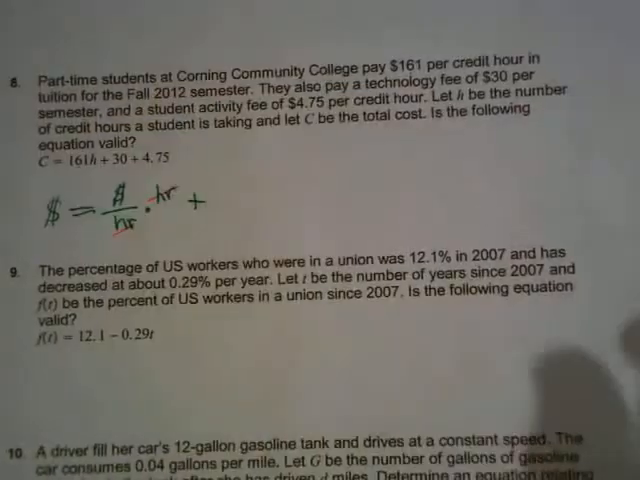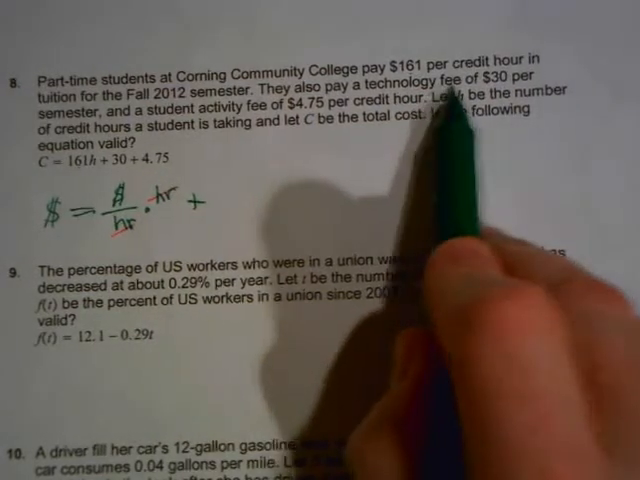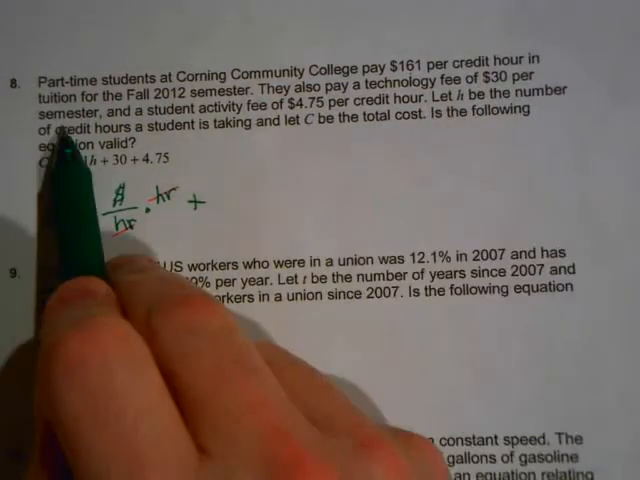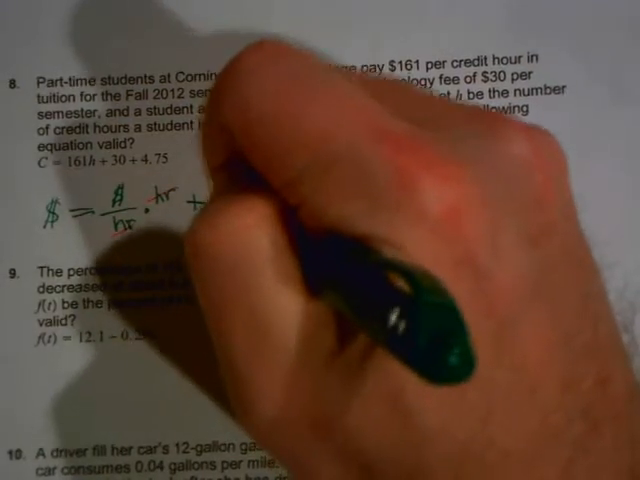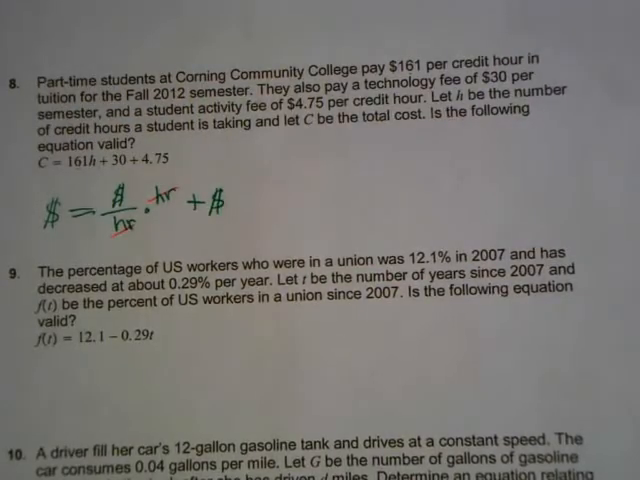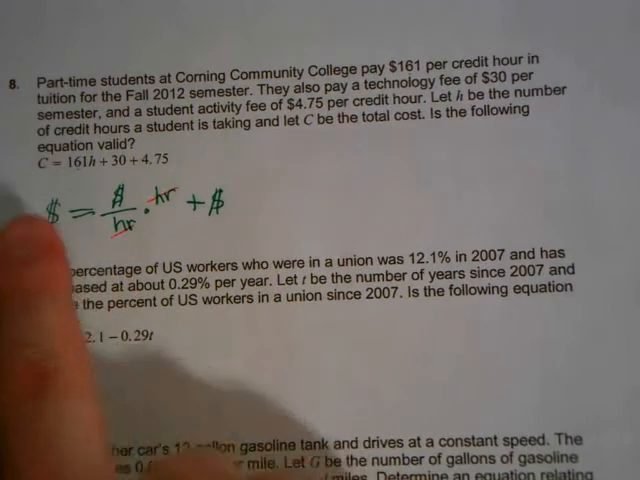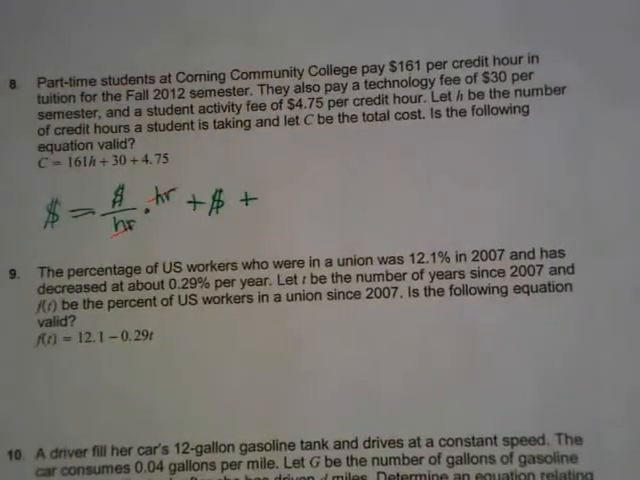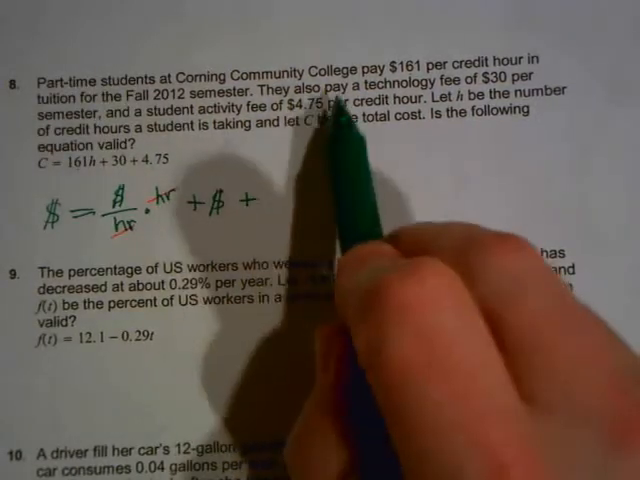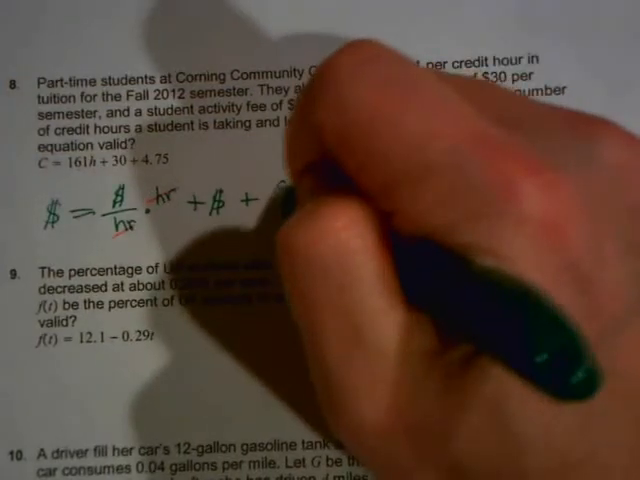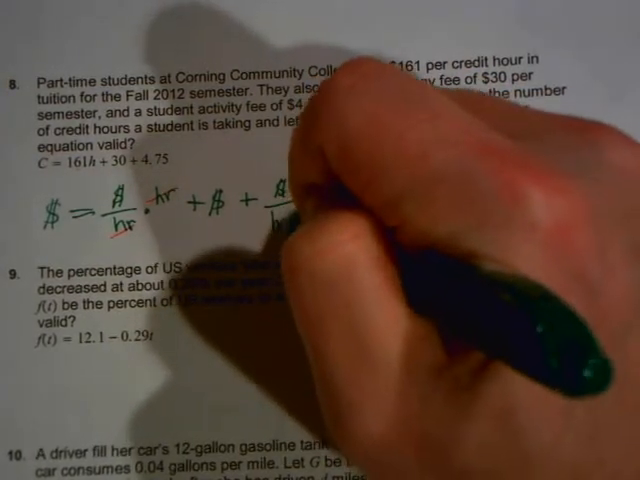Plus 30. They pay a technology fee of $30 for the whole semester. So that's a one-time shot. You pay the $30. So that one is just money. It's money per semester, but we're doing one semester, so you only got to pay the $30 once. So far we're good. Money equals money plus money. And then we keep going. The $4.75. $4.75 is money per credit hour. So this is money per credit hour.